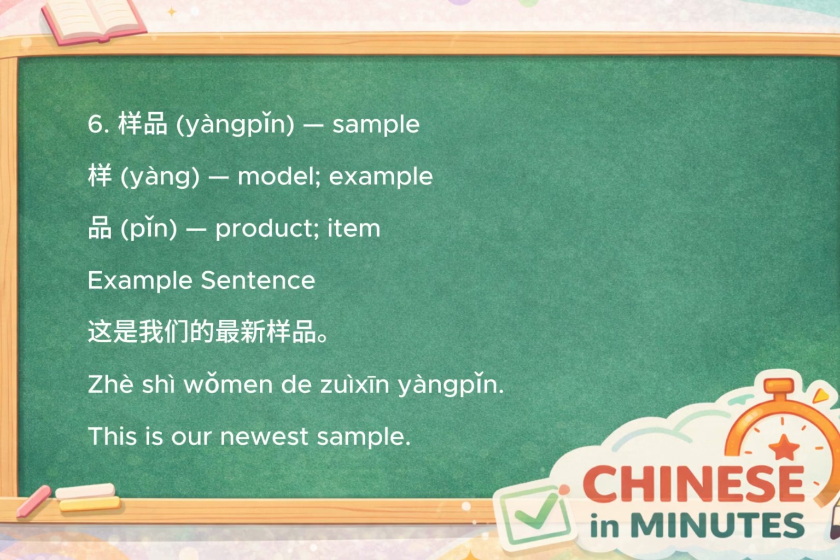Imagine shopping for a new sofa. The furniture store lets you try the display model before placing your order. That display model is the 样品. For example, 这是我们的最新样品. This is our newest sample.